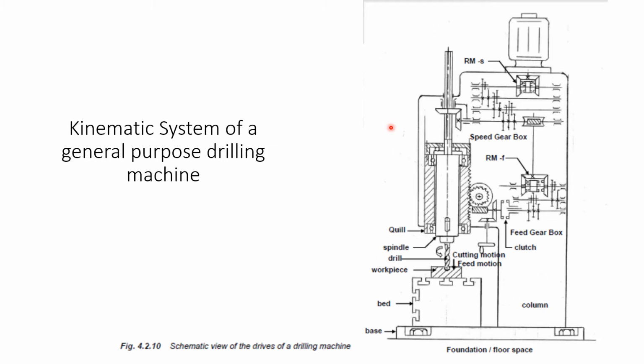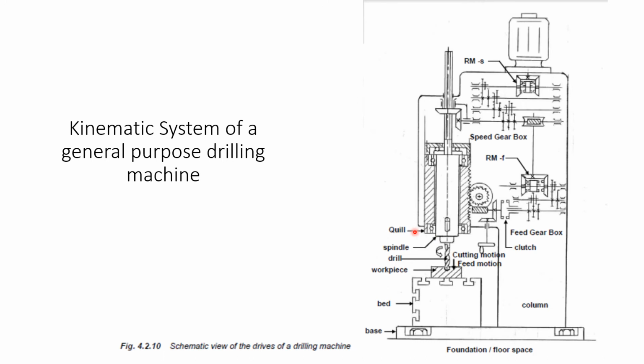The direction of the rotation of the drill can be changed if needed by operating the clutch in the speed reversal mechanism shown in the figure. This is the speed reversal mechanism in order to change the direction of motion of the spindle. Now the second is feed motion.